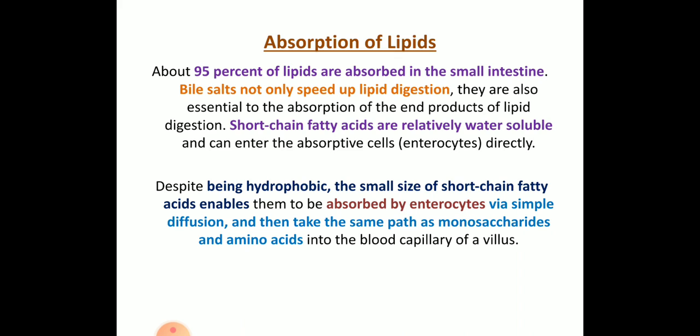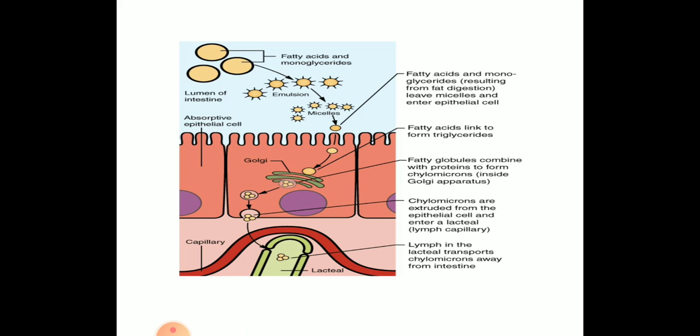And fatty acids with 14 or more carbons are transported to the lacteals. So during that transportation, the products of fat digestion are absorbed in the intestinal cells. But here what happens? As you can see in the picture, the fatty acids and monoglycerides leave the micelles and enter the epithelial cells.